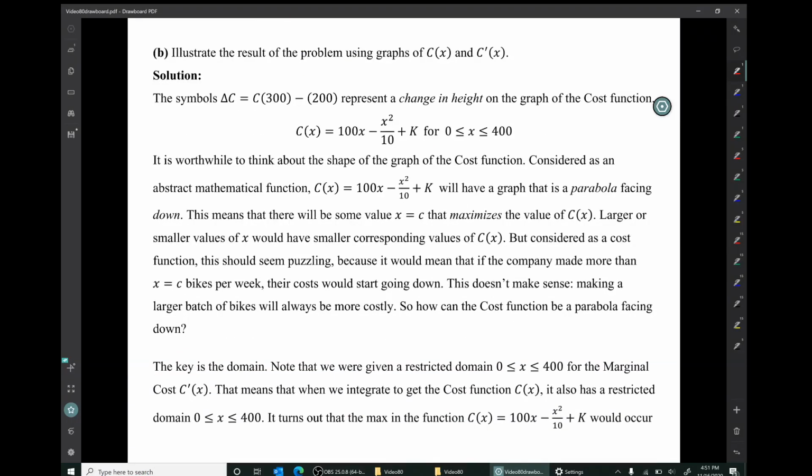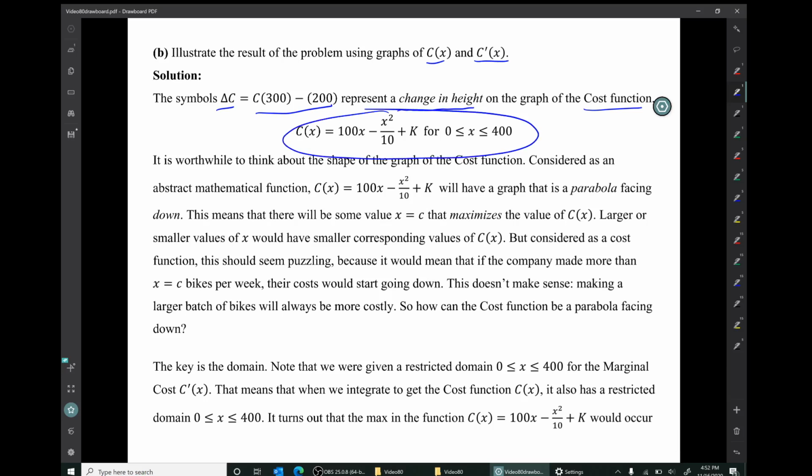Question B. Illustrate the result of the problem using graphs of the cost function and the marginal cost function. Well, let's think about our result. We found delta C. It was this quantity. That's going to represent a change in height on the graph of the cost function. Now, what is the cost function? Well, it's this cost function form where we don't know the value of k.